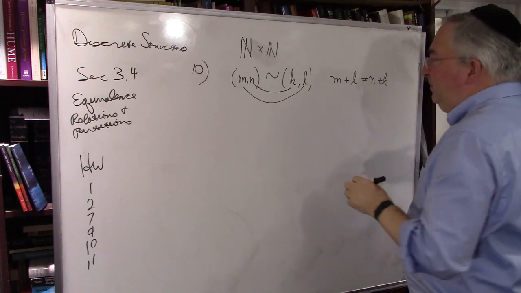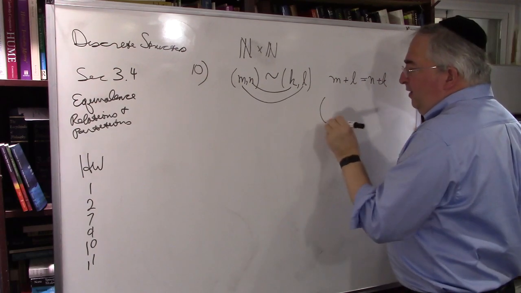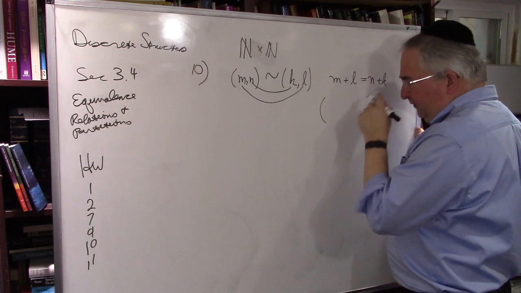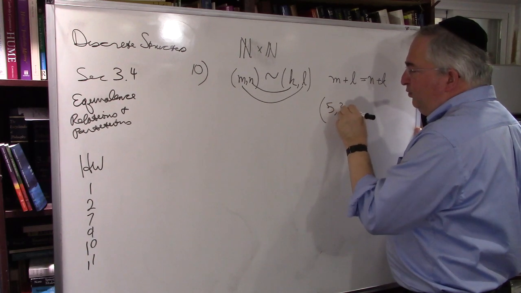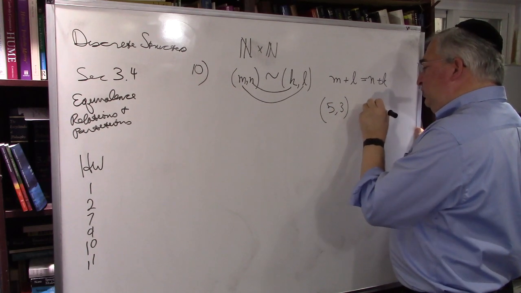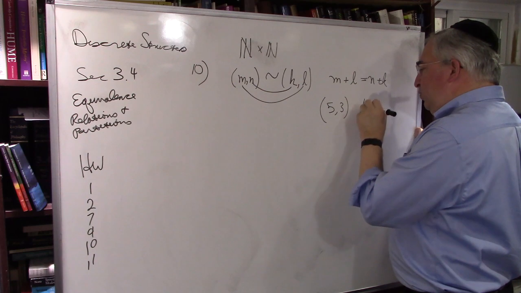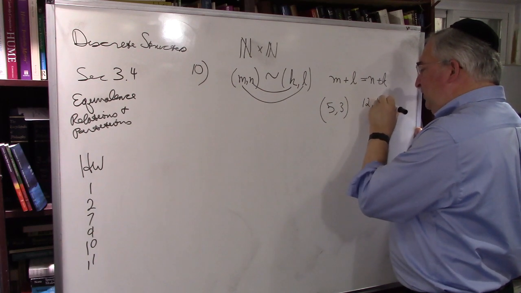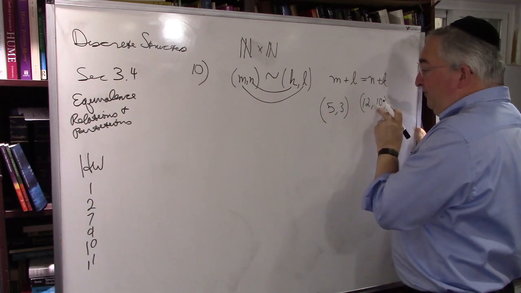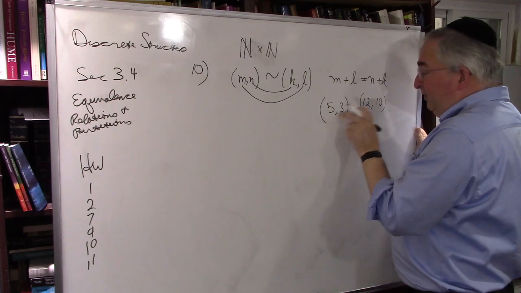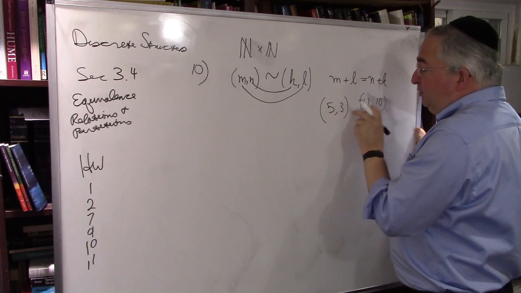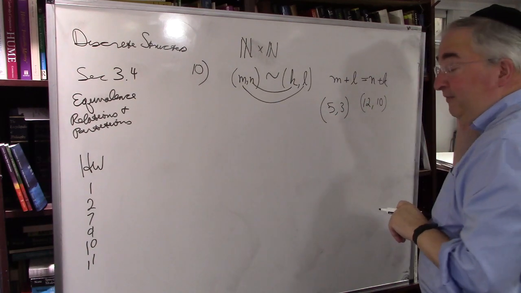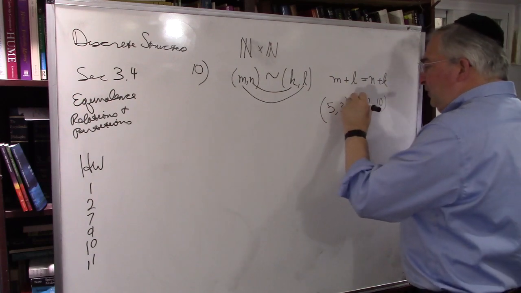Let's do some examples. 5 and 3 is going to be related to 12 and 10. Let's make sure that's true. 5 plus 10 is 15, is equal to 3 plus 12 is 15. Okay, so these are related to each other.